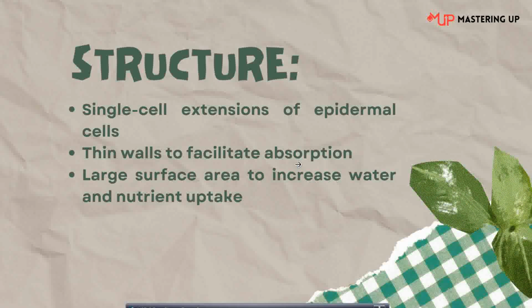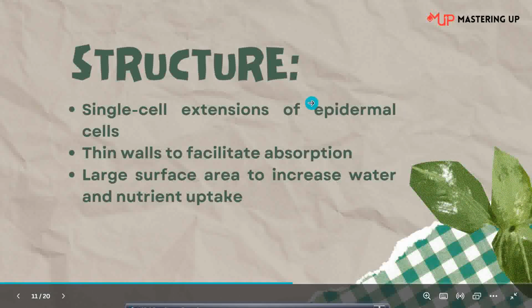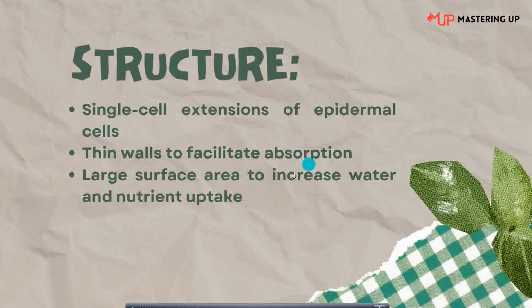Why do they need a large surface area? Because they need a large surface area to increase water absorption and nutrient uptake. Just imagine this is a root hair, and water and nutrients can be absorbed from all these areas, right? So this is being said here: large surface area.